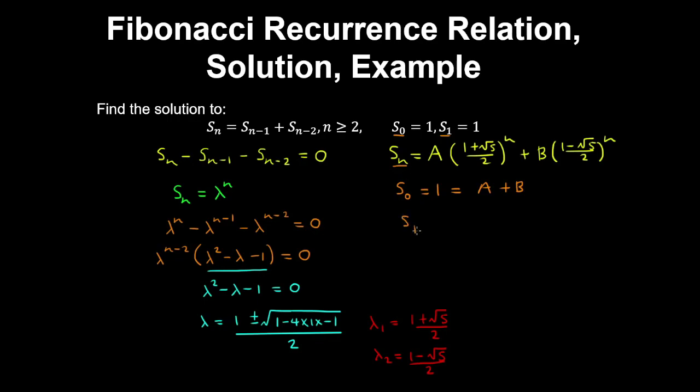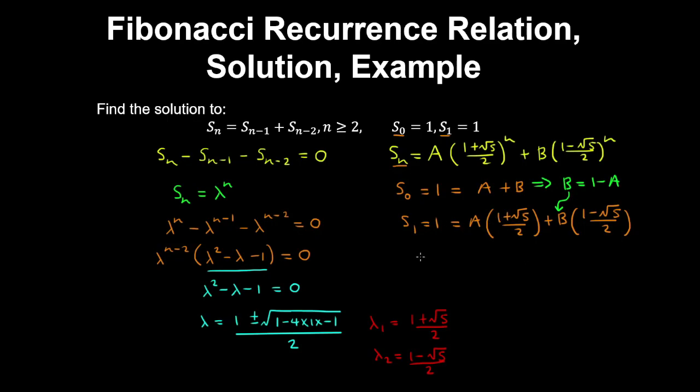And similarly S1 is equal to 1, so that's equal to a by 1 plus root 5 on 2 to the power of 1 plus b by 1 minus root 5 on 2 to the power of 1. And from this equation, you get b is 1 minus a, which you can then substitute into this equation.